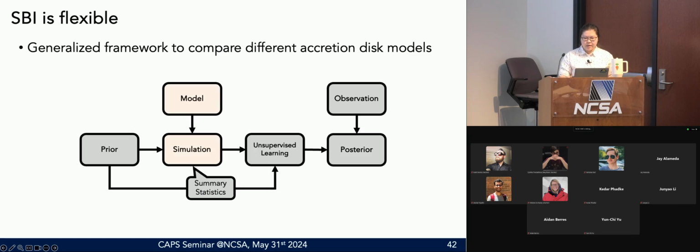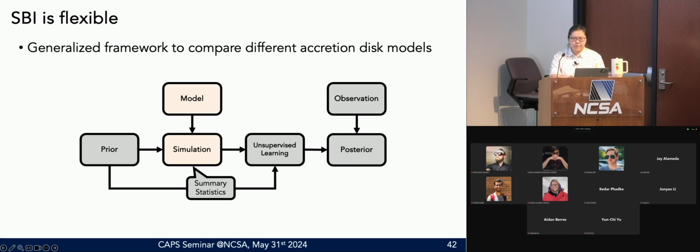The other thing that SBI is really good at is that it can be a generalized framework to compare different kinds of accretion disk models. With the current SBI code development, you can basically swap out all the simulations you want and just run the whole training seamlessly for different kinds of accretion disk model.